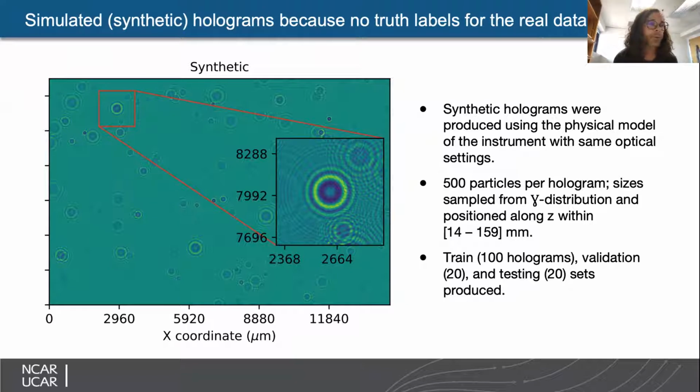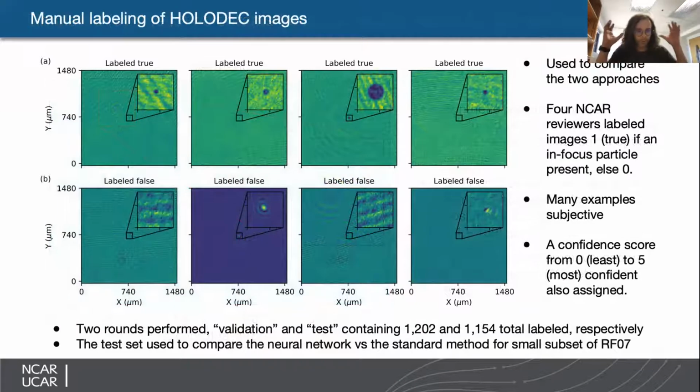So we generated 3 splits or sets of these holograms. We generated 100 of them to be used to train a neural net. Then we generated a second set of 20, a validation set, and then a true holdout set, which we're going to call the testing set, of 20 holograms. Remember, each one has 500 particles, they're all megapixel sized, and everything is identical in terms of optical settings between the holodeck and the synthetic holograms.